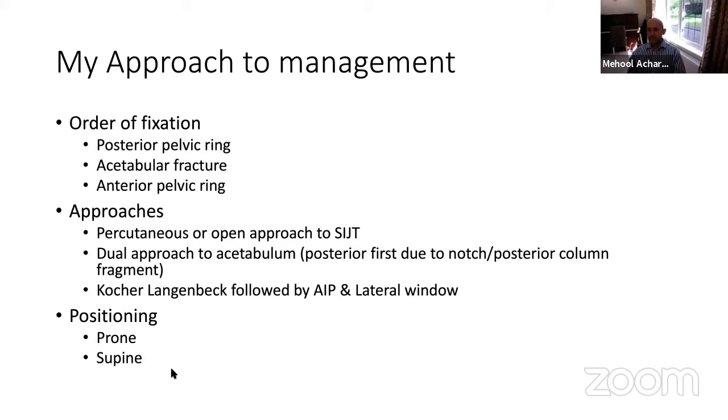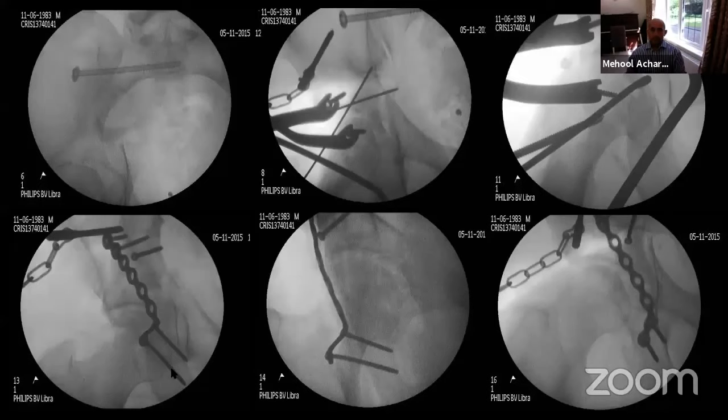Positioning for this particular case, I'm going to start off prone, okay, which I usually don't do. But in the prone position, I know that I can get my SI screw and I can perform a Kocher-Langenbeck as well. And then I'm going to turn the patient supine. So this is just talking through that case, lots of images.